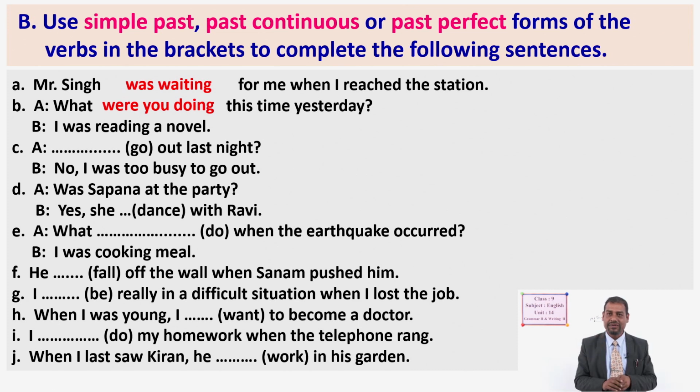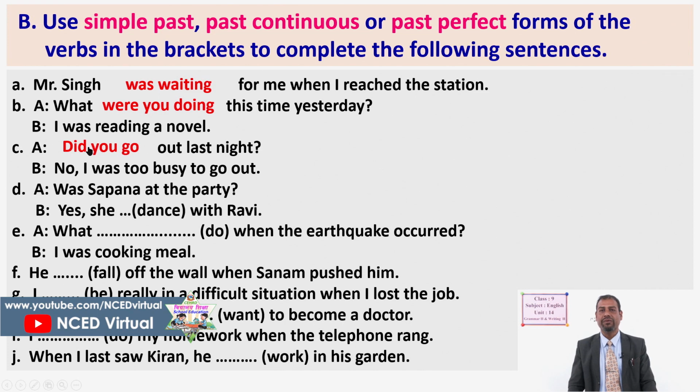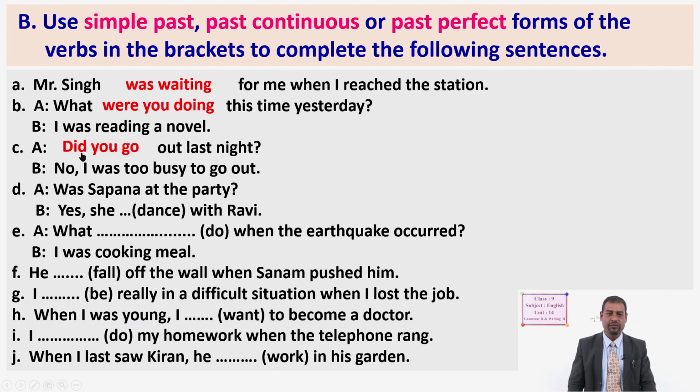So for this type of case, what should we use? Simple past or past continuous or past perfect? Can you tell me? Okay, you just try to tell me, please. Yes, you are right. We have to use simple past tense, and here the answer is in yes-no form. That's why we have to make a yes-no question here. Did you go out last night? And in its answer, no, I was too busy to go out. Is it clear to you?